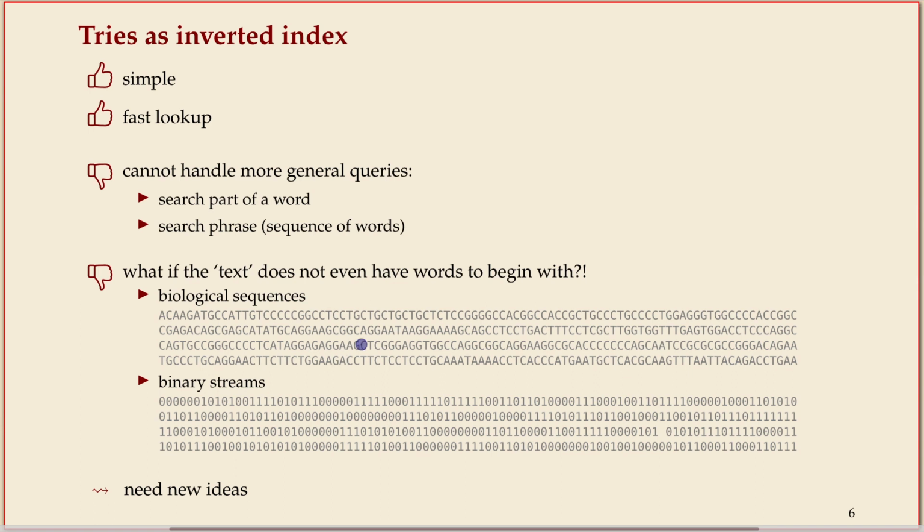Two examples would be biological sequences. So your genome, your genomic sequence, the DNA sequence looks, I mean, this one, I think I made it up, but it looks something like this. And if you have a binary file, you might also want to search for patterns, like essentially a virus scanner would do. And there's no words in there either. So for that, it seems we need entirely new ideas.